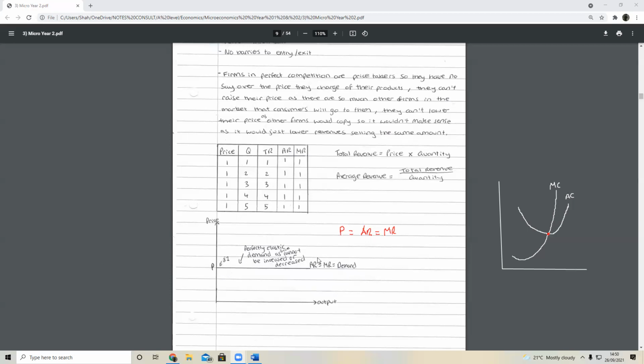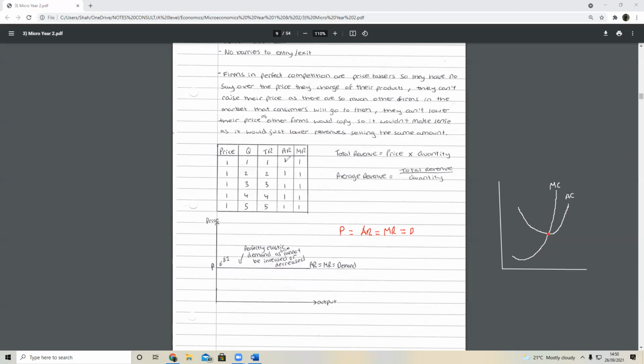So can we all see that? This is just a straight line, which represents a figure of £1, which is our price, which is also our average revenue, which is also our marginal revenue. This is actually also our demand curve as well.